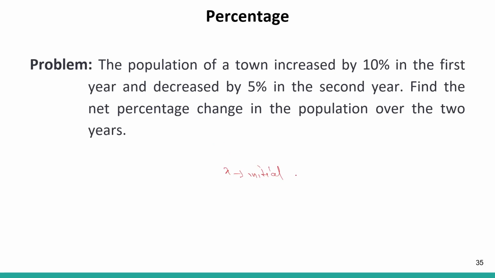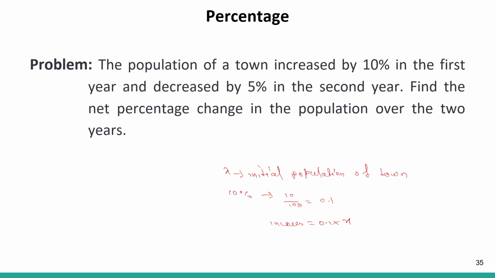Initial population of town. Okay, so the population of the town is increased by 10%. So let's convert 10% to decimal first. That will be 10 by 100, that is equal to 0.1. Okay, so if it is X, the increase will be equal to 0.1 into X.